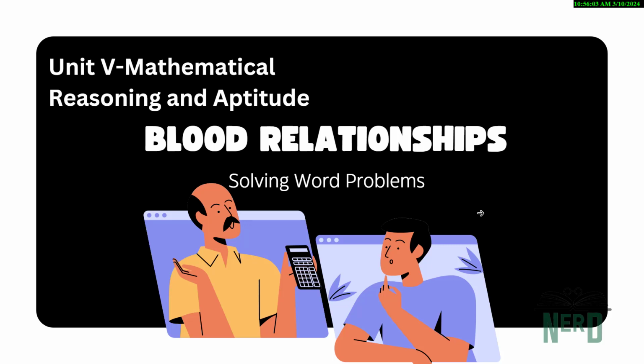And guess what? Today we're going to discuss blood relationships in Unit 5, Mathematical Reasoning and Aptitude, and I'm going to tell you a couple of formulas on how you can create a diagram and find the answer.